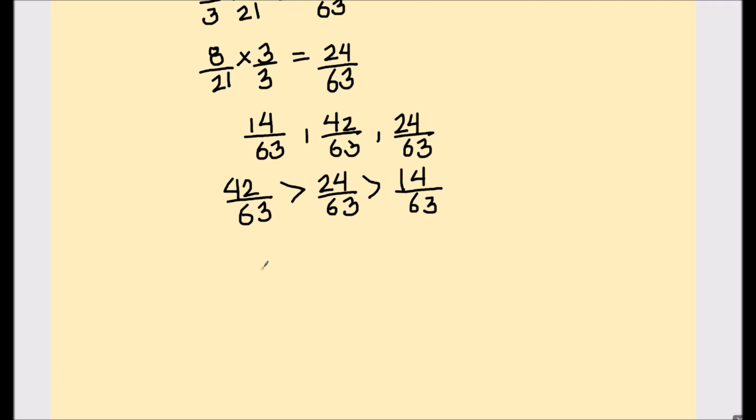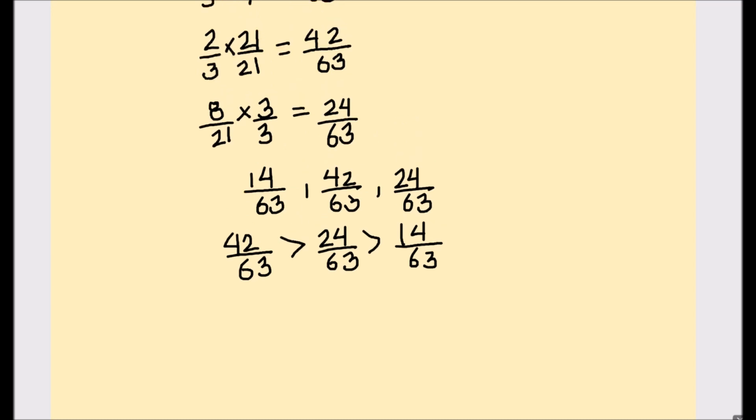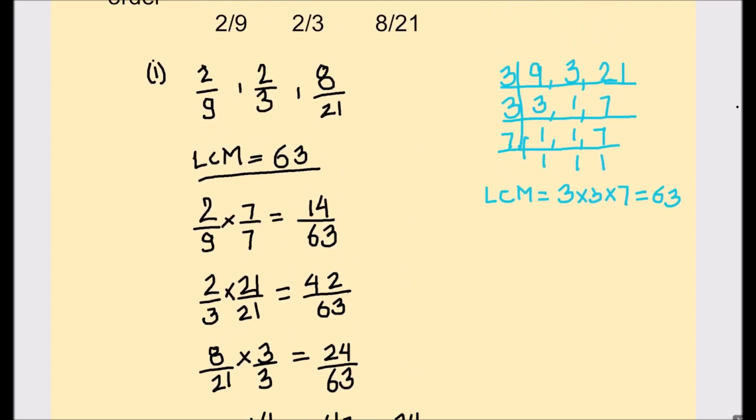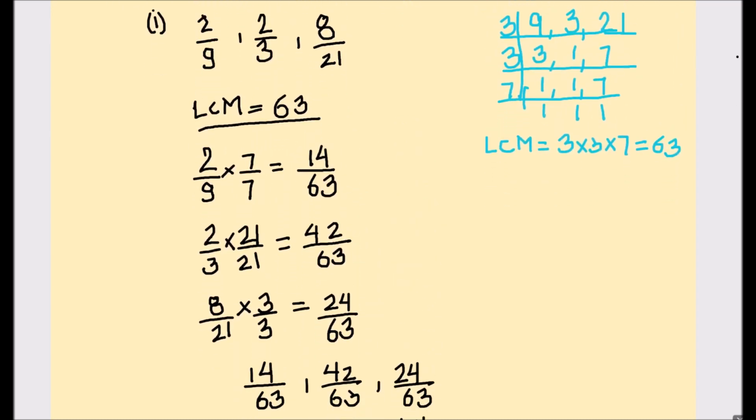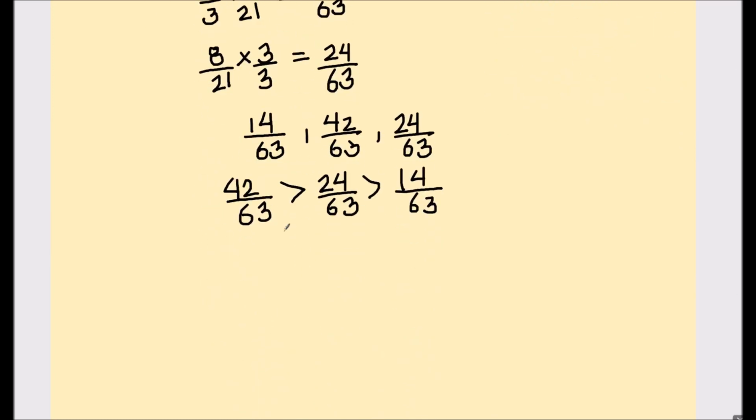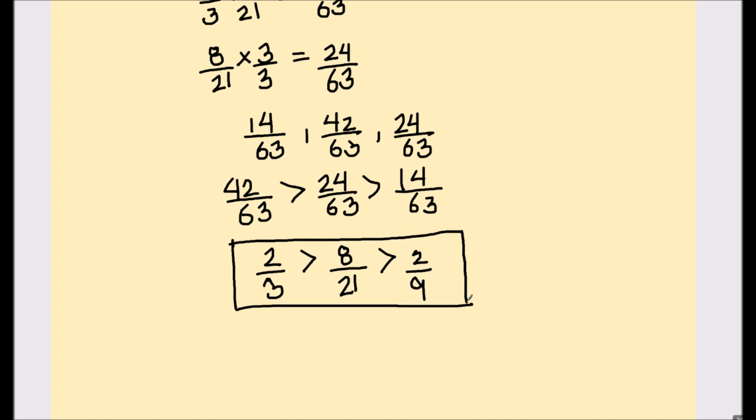Let's write these fractions as their original fractions which we have been given. 42 by 63 is 2 by 3, then 8 by 21 and then 2 by 9. So our fractions are: 2 by 3 is the greatest fraction, then we have 8 by 21 and then the lowest fraction is 2 by 9. This is the decreasing or descending order of the fractions. So this is how we arrange fractions in decreasing or increasing order.